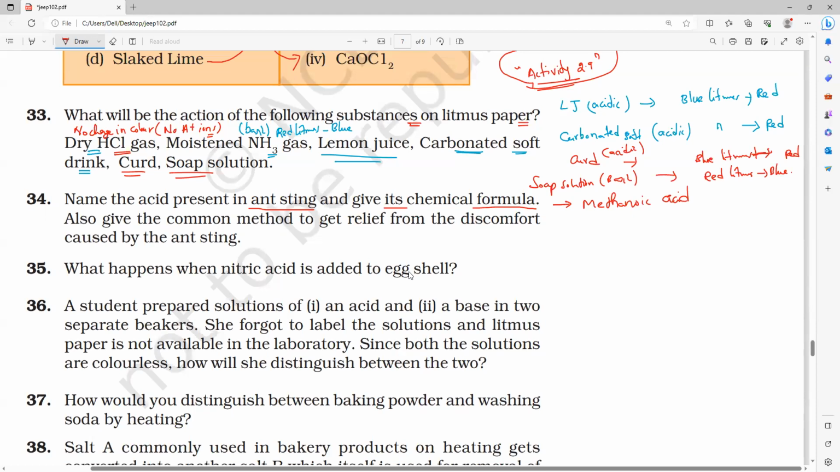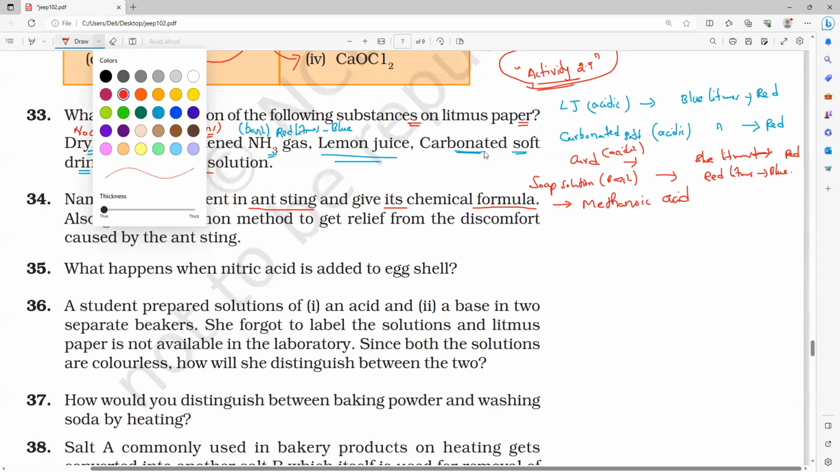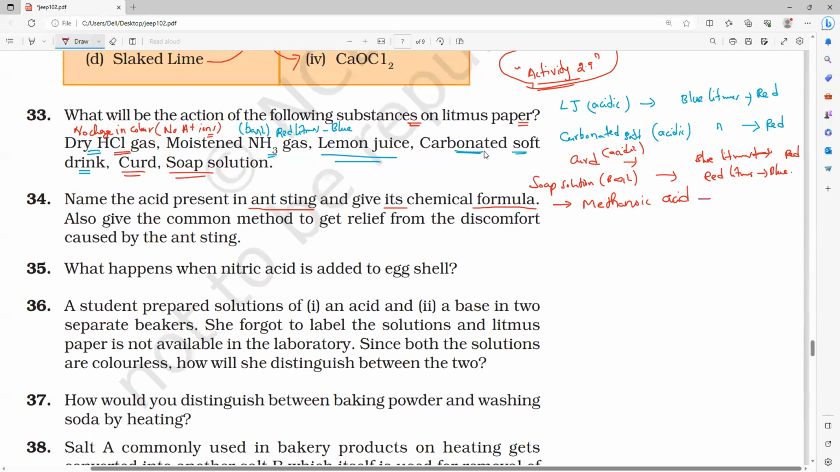Bee sting, formic acid. Ant sting, what is the acid, guys? Everybody. Methanoic acid. Methanoic acid formula, 99% of people don't know.